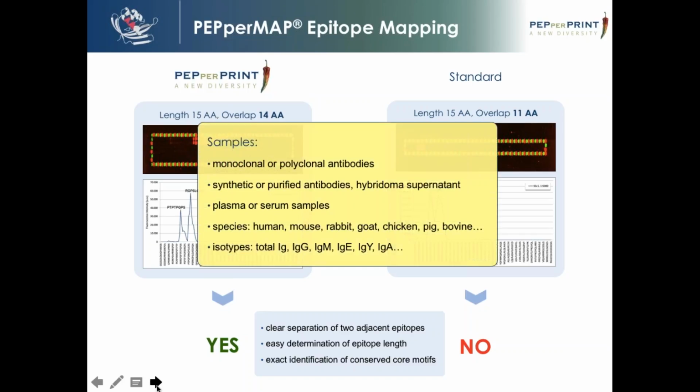So our technology is very flexible based on your needs. We can use monoclonal, polyclonal antibodies, synthetic or purified antibodies, plasma or serum samples, and any species or isotype imaginable.